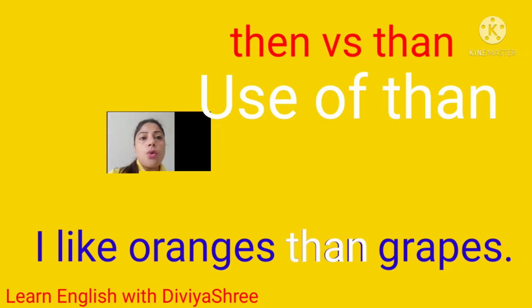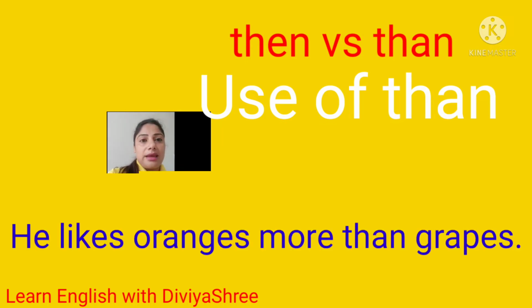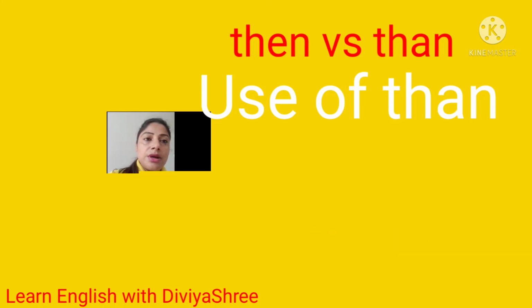However, things get a little trickier when we consider how to use these in sentences. Like, he likes oranges more than grapes. Are you getting this point? So guys, in this manner, whenever a comparison is there, we have to use THAN.